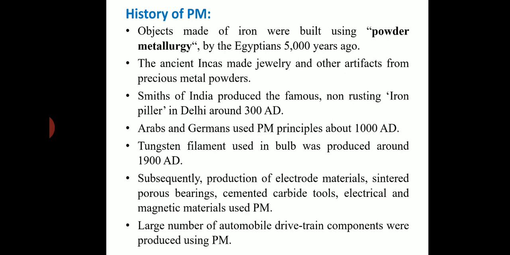The ancient Incas made jewelry and other products from precious metal powders. The smiths of India produced the famous Delhi iron pillar, which is a non-rusting one. It weighs about 6.5 tons. Even other objects larger than the Delhi iron pillar were built as early as 300 AD in India.